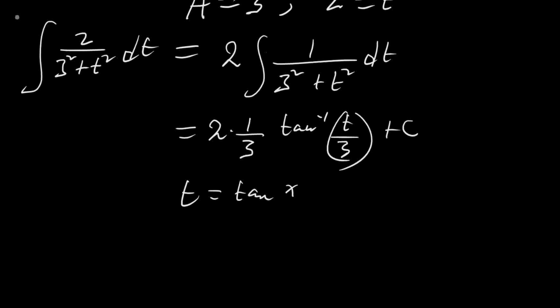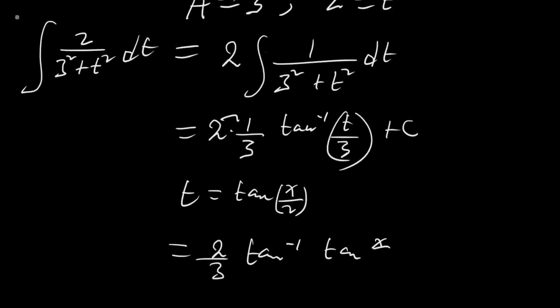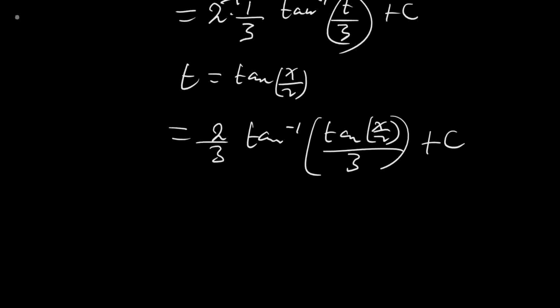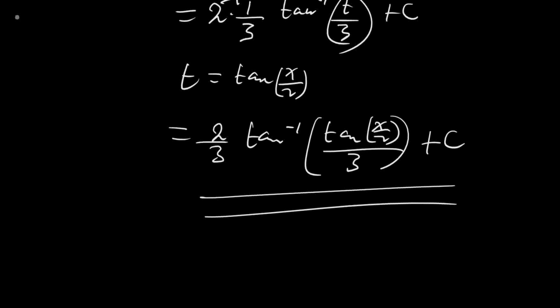Now recall that t is equal to tan x over 2. Therefore, this will be equal to 2 times 1, which will give us 2 over 3, the inverse tangent of (tan x over 2) over 3 in parentheses, plus c. So this is the answer to this question, and I hope it makes some sense. All right, let's go on to the next question.